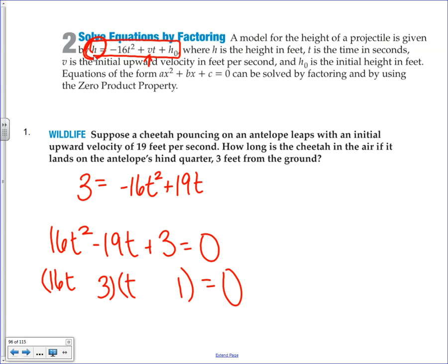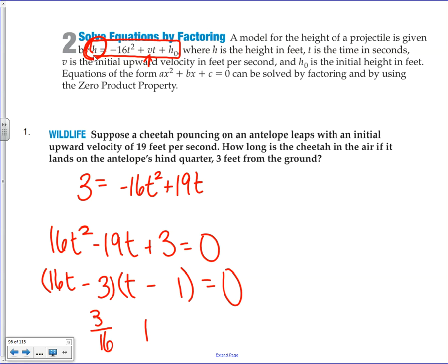Let's try 16t and just t. Looks like that will work. We have a minus and a minus. If I solve these, I get 3/16 and 1. Okay, so it says how long is a cheetah in the air? I have 2 answers here.